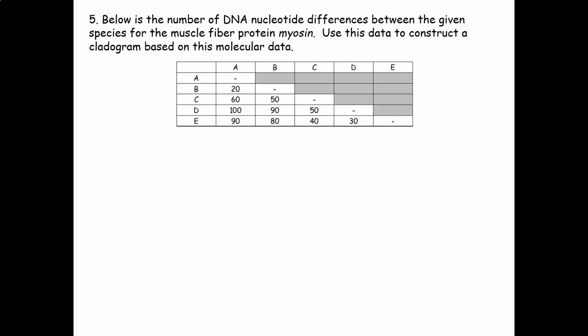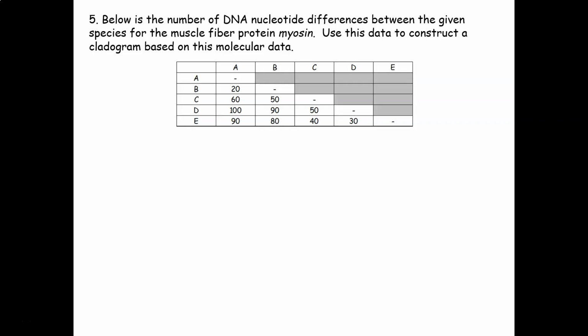And for a lot of kids, if they understand and figure out how these work, these molecular data tables often end up being easier to create tables for than the derived character tables we've been doing so far, because in this case, there's no characteristics you have to add. You just need to figure out the order of the organisms.